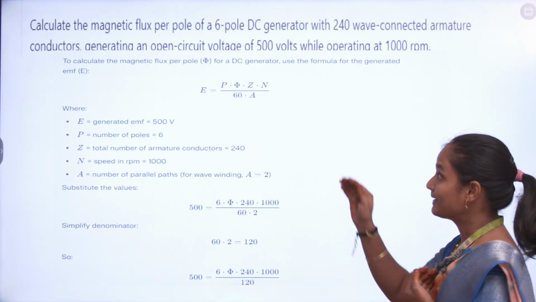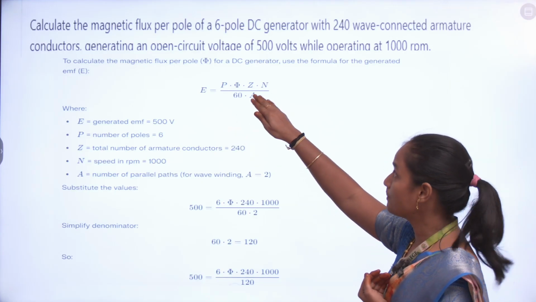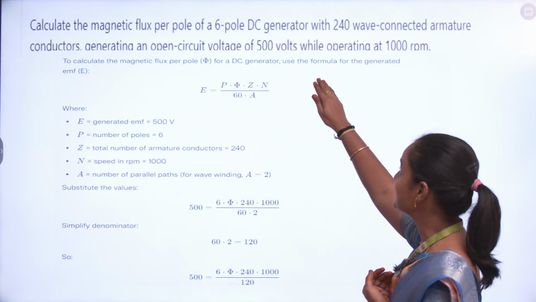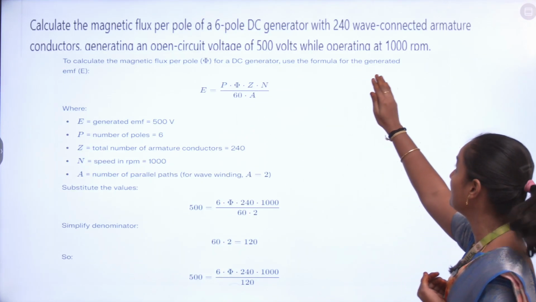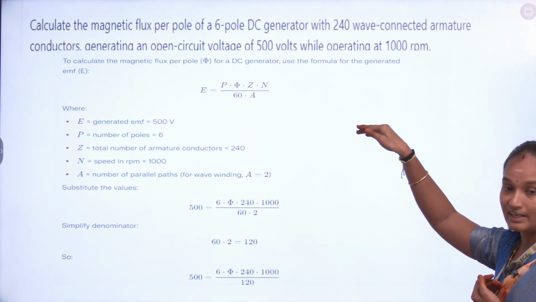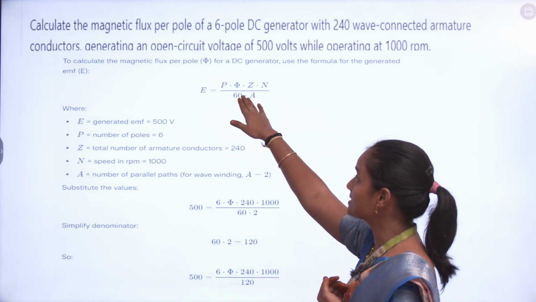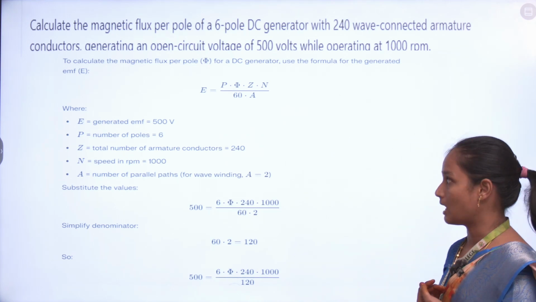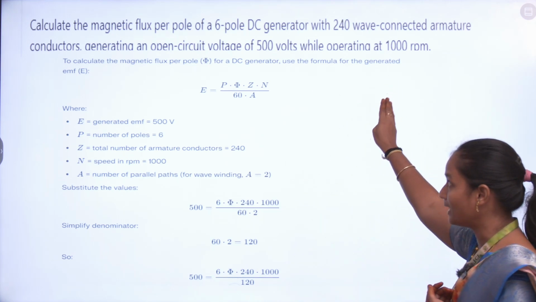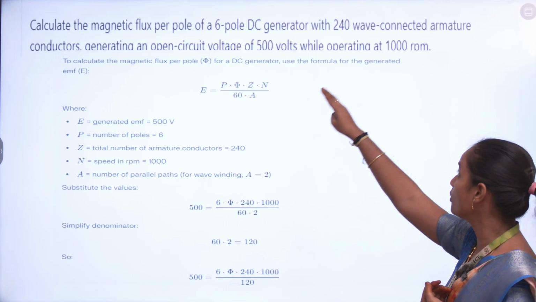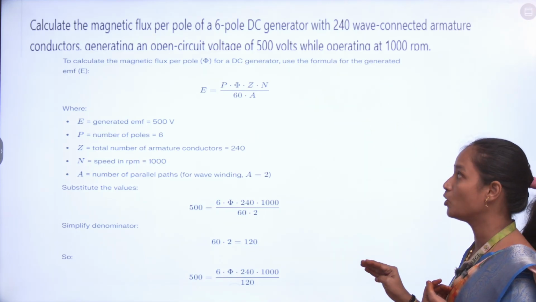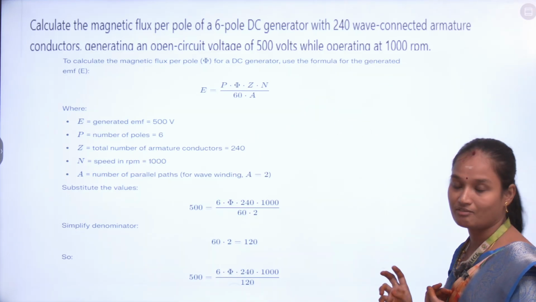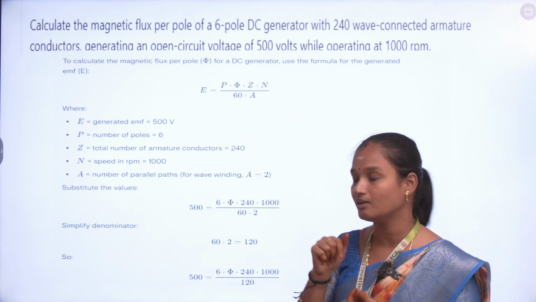And next one: calculate the magnetic flux per pole of a 6-pole DC generator with a 240 conductor wave connected armature, operated at an open circuit voltage of 500 volts while operating at 1000 RPM. Here they have given the speed, voltage, number of poles, and that it is wave connected. Here we are about to find the magnetic flux. So we have to find phi.